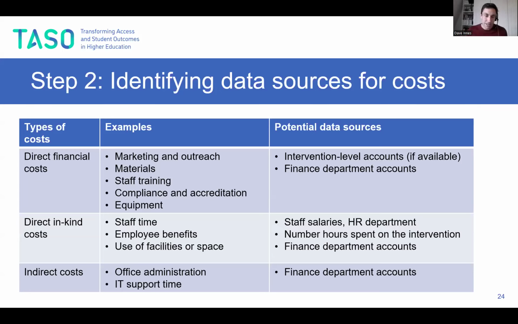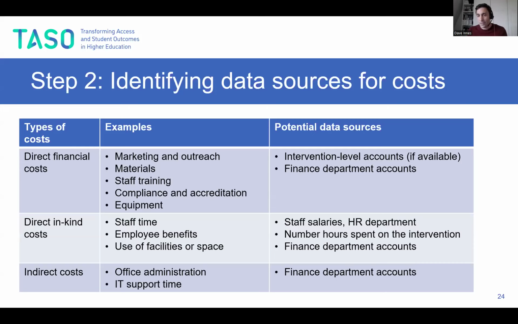Now, in-kind costs are where a resource has been used, but there's no financial transaction that's happened specifically for that resource. So, for example, if an intervention requires a member of staff to spend, say, 10 or 20% of their time on that intervention, but that time isn't paid for by a budget somewhere, then that would be an in-kind cost because it's a contribution of resource, but there's no financial transaction for it.